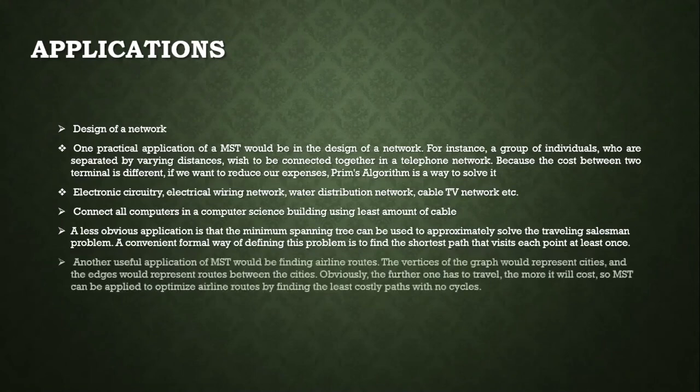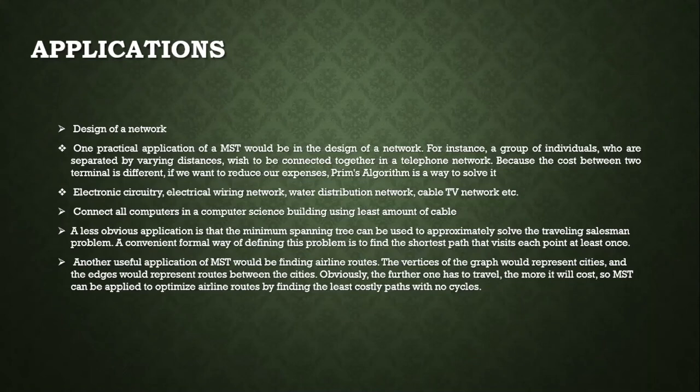And another application of MST would be finding airline routes. The vertices of the graph will represent cities, and the edges would represent routes between the cities. And obviously, the farther one has to travel, the more it will cost. So MST can be applied to optimize airline routes by finding the least costly paths with no cycles.